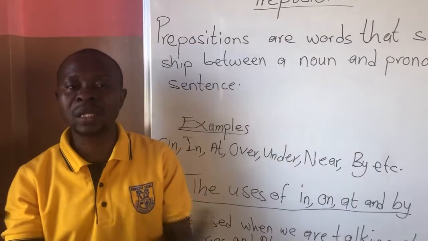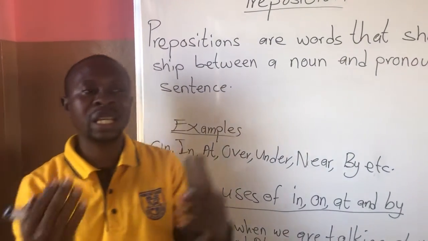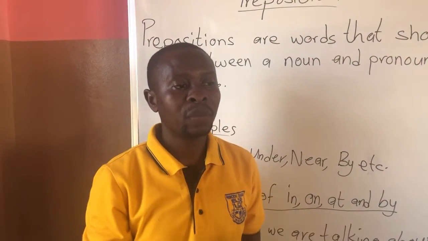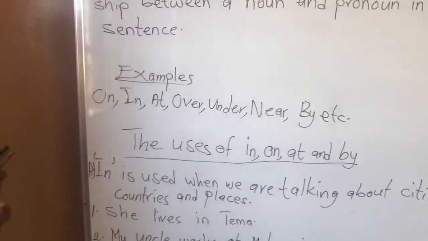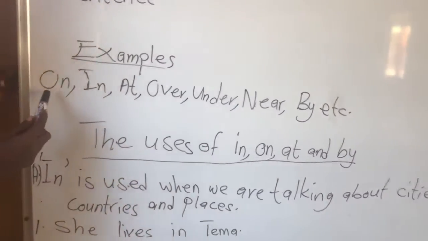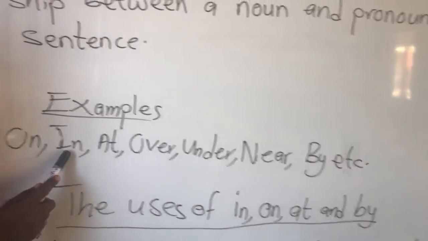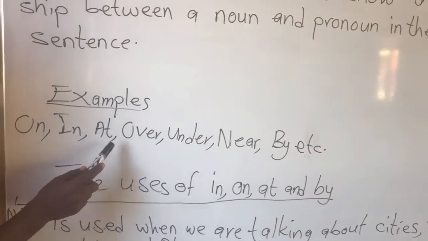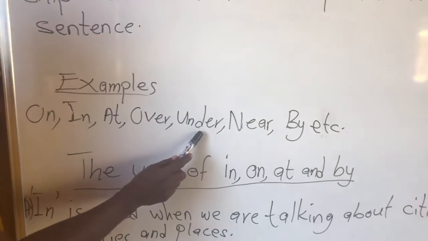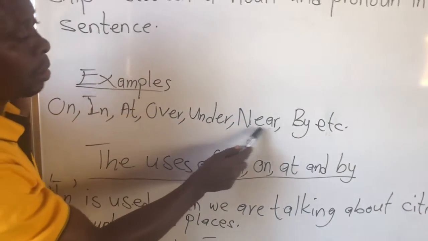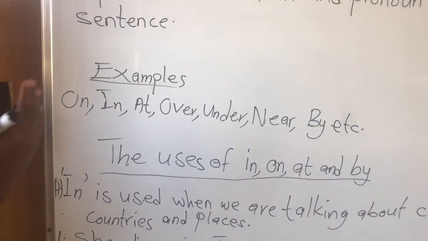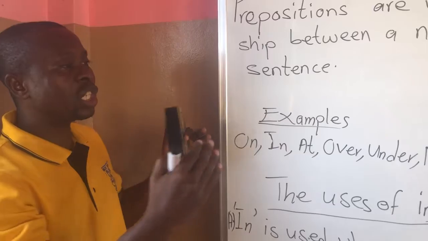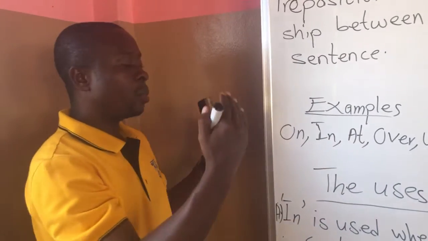Where is the ball? The ball is in the car. Now let's look at some examples. We have on, in, at, over, under, near, by, and many more. We can name as many as we can. That is when it shows the relationship between a noun and pronoun.